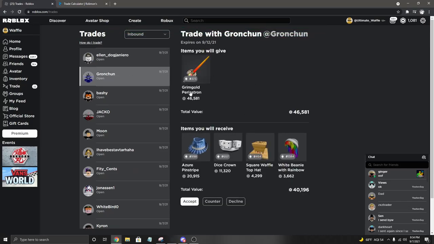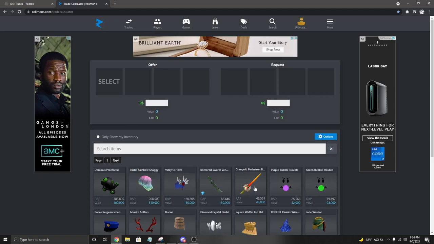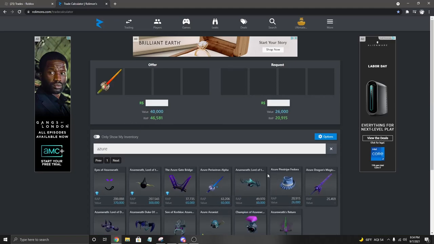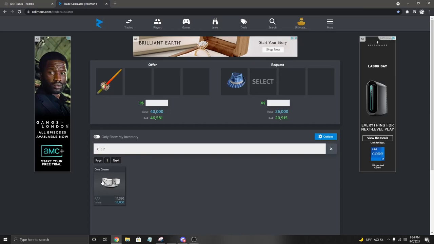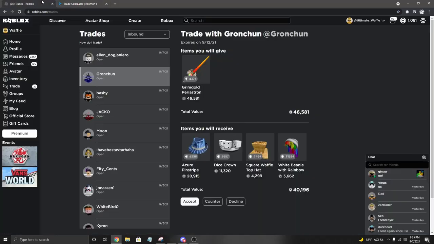This is another trade on the Grim Gold, and I'm not sure exactly what this is, so let's go ahead and calculate it. So we'll go ahead and put my Grim Gold there. So we got Azure Fedora, that is not under, okay. And then we got Dice Crown. And if you don't know much about value items, keep in mind that value items can be under wrap. If you go to the trading thing here and then you go to wrap requirements, that'll tell you the ratios of stuff like that.